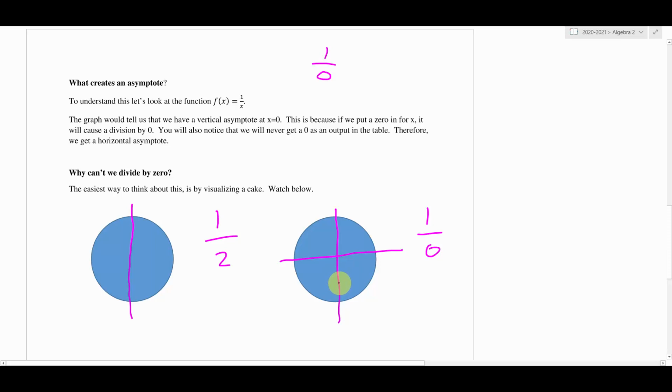You can cut that cake all day long. There will always be cake there. You'll never end up with 0 cake no matter how you divide it. That's why it doesn't make sense to divide something by 0. That's why the calculator gets confused, and that's why we end up with asymptotes on our graph whenever we have the possibility of dividing by 0.